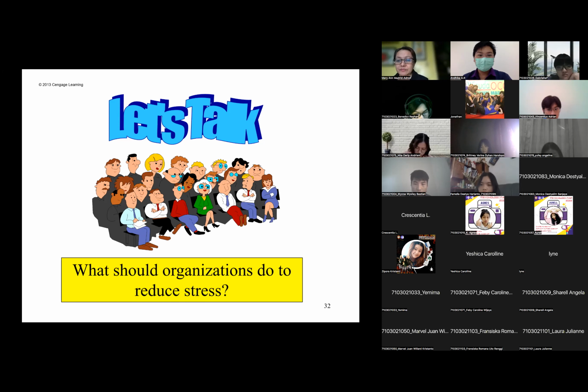So I told them that they can imagine not only organization as a company, but also organization as a student organization and so on. So it can be relatable for them, especially since many of them are members of student organizations.